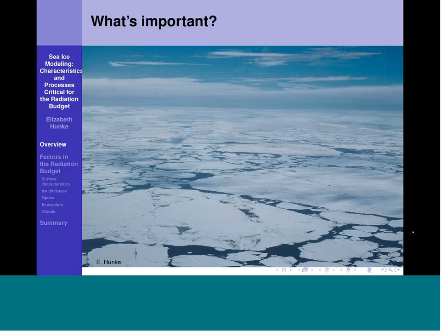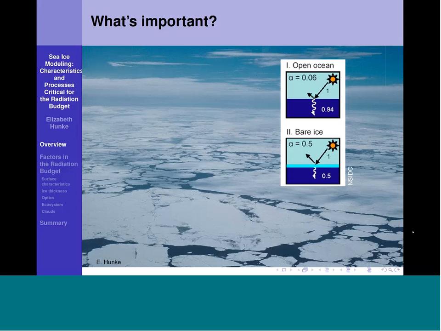So if you were to ask yourself what aspect of sea ice is most important, your answer would likely depend on what physical question you're interested in. If you're an oil company, then you're probably interested in the ice mechanical properties. If you're a biologist, you're probably more interested in the chemical and hydrological properties of the ice. But for a climate modeler, it is the albedo, or the reflectivity of the ice.